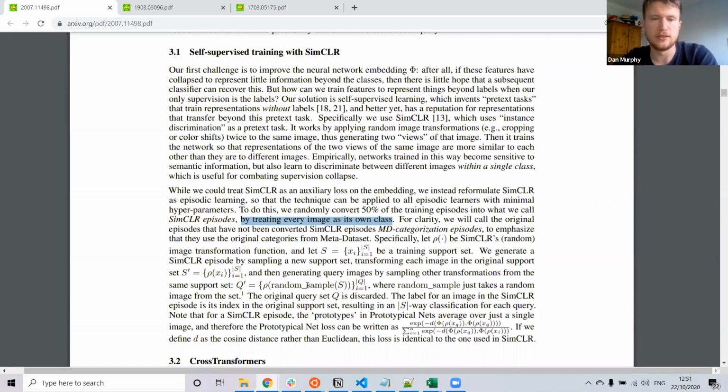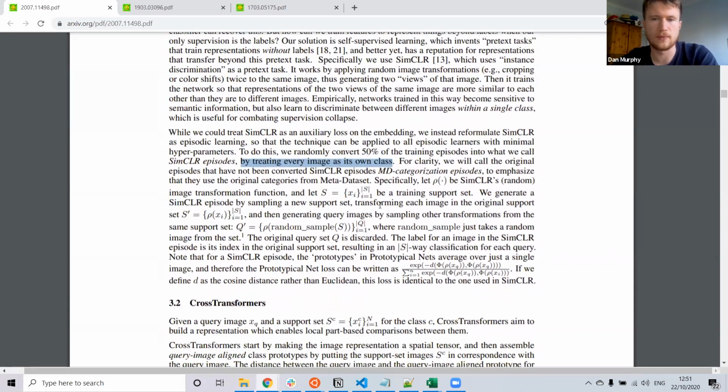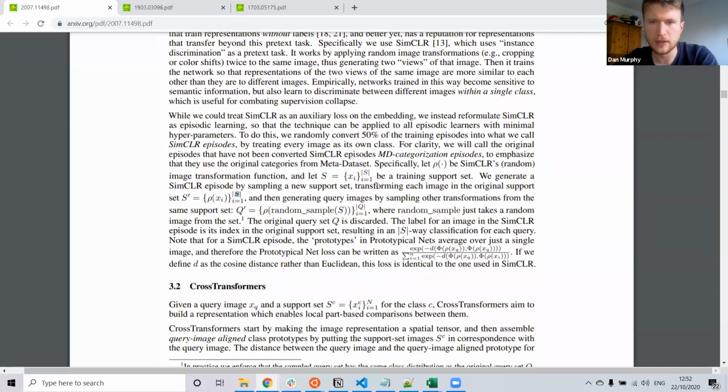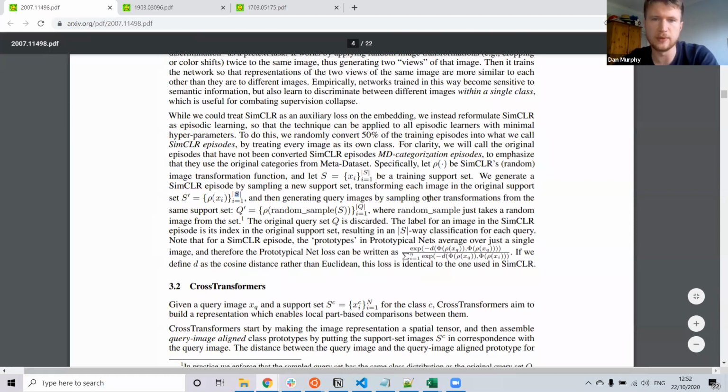Basically, you have this support set that you've randomly augmented using SimCLR, and it's just the same size as the support set in the original episode. Sorry, let me get this right. So they're transforming each image in the original support set and then generating query images by sampling other transformations for the same support set.